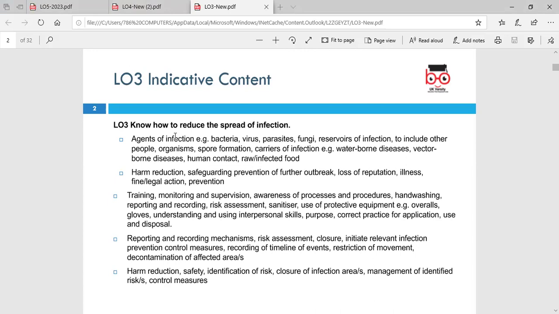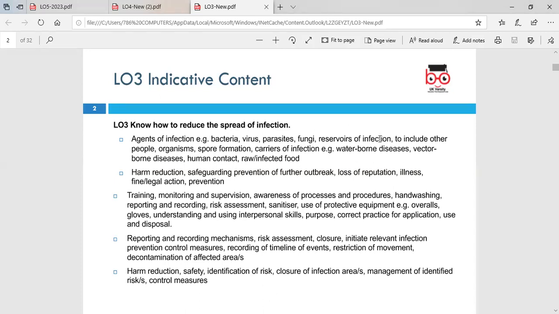So no answer. So vectors are actually agents that transfer diseases. So let's say for malaria, the vector is a mosquito. For cholera, it is the water that has the Vibrio cholerae in it, the organism that carries the infection. So we are talking about different agents of infection. There are different organisms that are responsible for carrying infections.